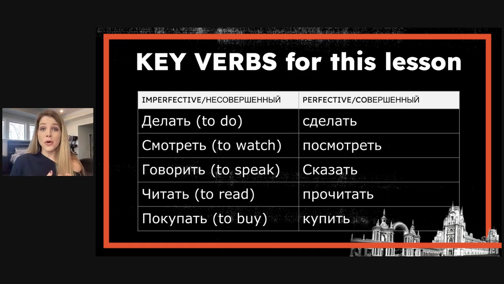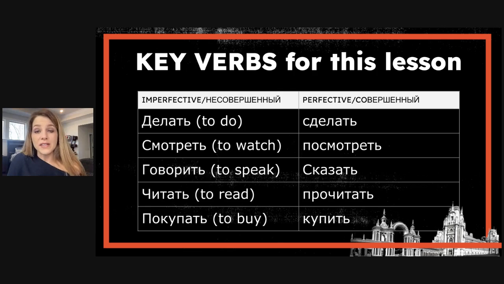Okay. So just for today's video, I don't want to overwhelm you too much because I've already burst your bubble and you've lost your innocence as far as Russian verbs go. Things are about to get more complicated. So we're just going to focus on these 5 verbs in today's video. Делать versus сделать. Смотреть versus посмотреть. Говорить versus сказать. Читать versus прочитать.